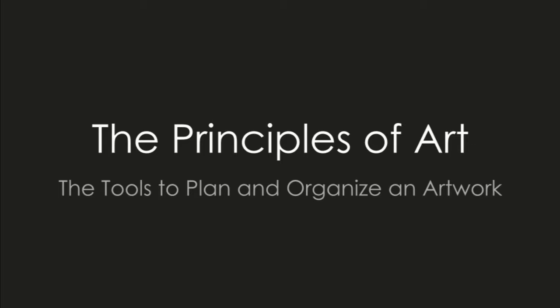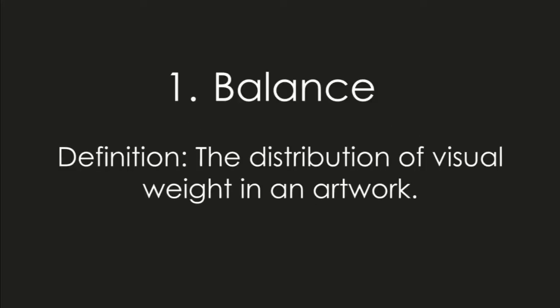So there are 7 principles of art, and our first principle of art is balance. So balance is all about the distribution of visual weight in an artwork. It's about how we place everything and understanding that everything has visual weight. So everything you add to an artwork has visual weight. It might be lighter or heavier in visual weight, and it depends on the size, the value, and the color of that object or that thing that you're adding.